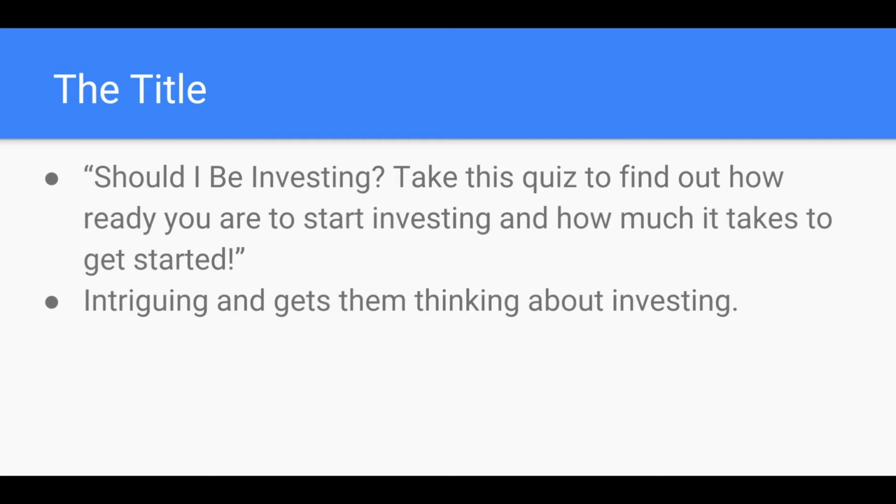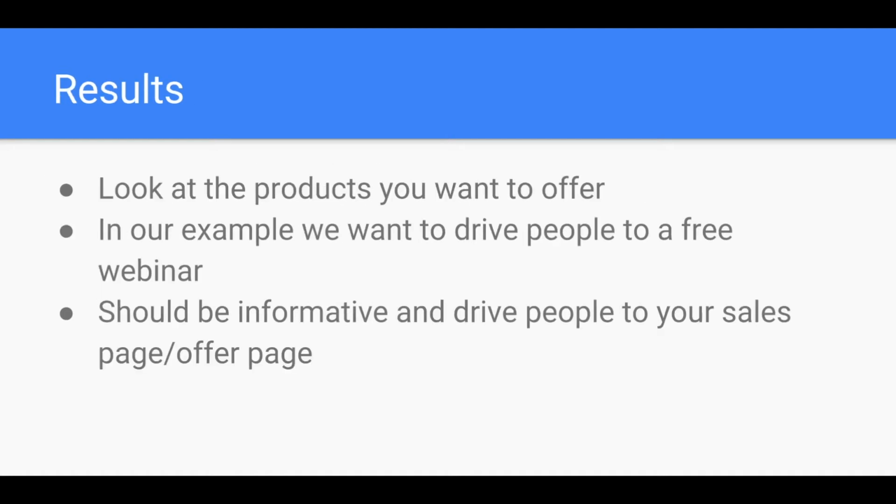Now that we have our title, it's time to start thinking about our results. Based on our questions and title that we came up with, we'll want to do two different results. Yes, you should be investing and are ready, and you aren't ready to invest quite yet, but let's get you there. Because we want to promote our webinar after the quiz, we will have the same offer for both of these results, but you don't have to do that with your quiz. You can offer a different product or service for each one of your results.